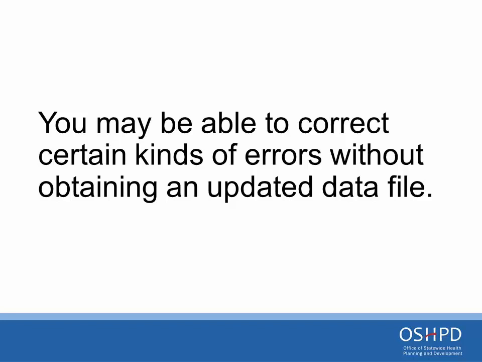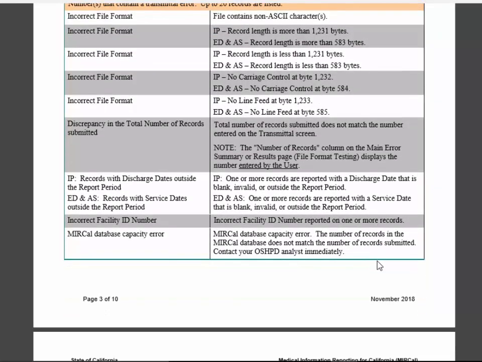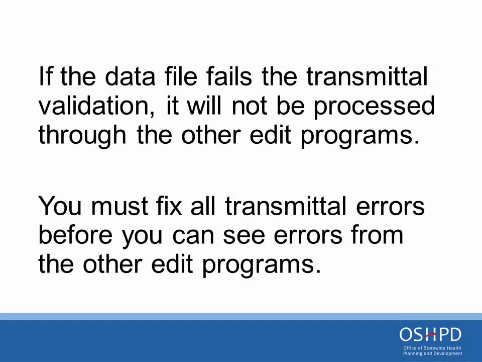Your agency may be able to correct certain types of errors without obtaining an updated data file. For example, the data will fail the transmittal validation program if you entered an incorrect number of records when you submitted the file. Remember, if the data file fails the transmittal validation, it will not be processed through the other edit programs. You must fix all transmittal errors before you can see errors from the other edit programs.